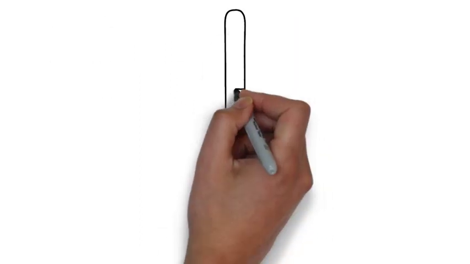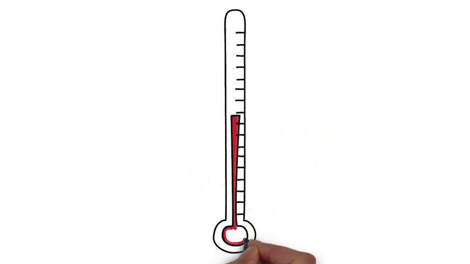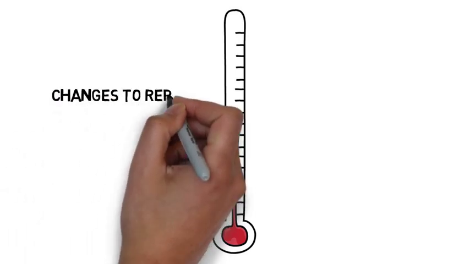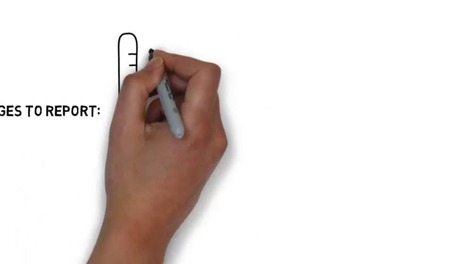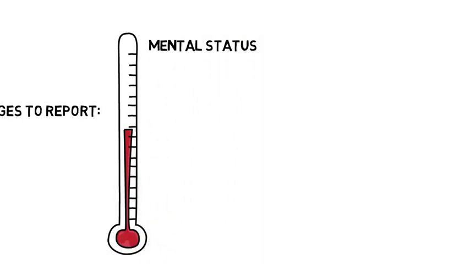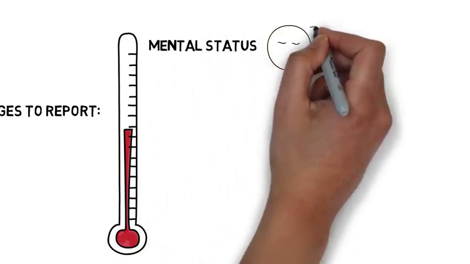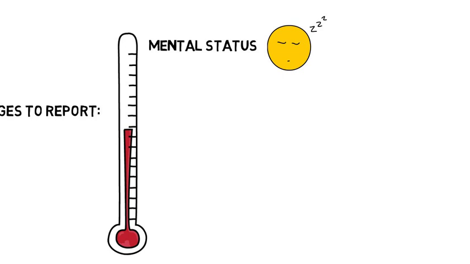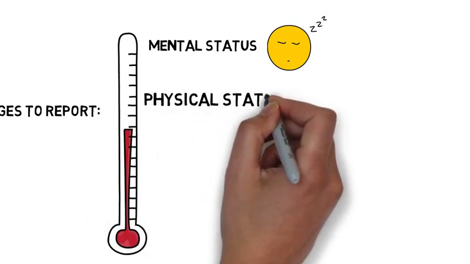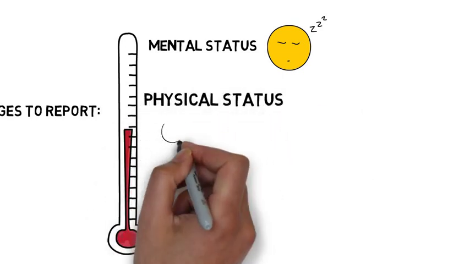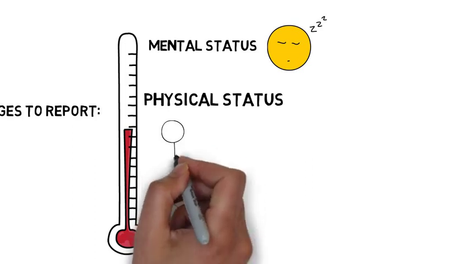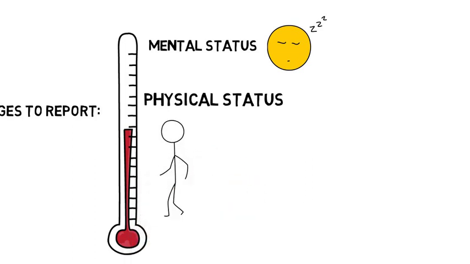The following are the early changes in resident condition that must be identified and reported using the early warning tool Stop and Watch. The first is changes in mental status. If the client becomes more sleepy, confused, agitated, or anxious, it must be reported to the nurse. Changes in physical status must also be reported. This includes problems with walking or maybe transferring.